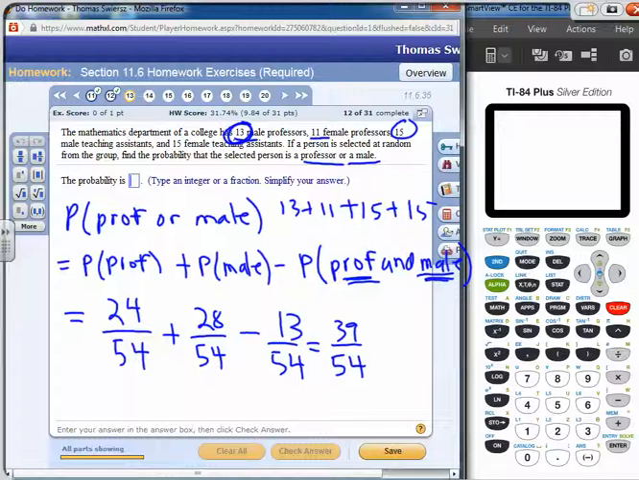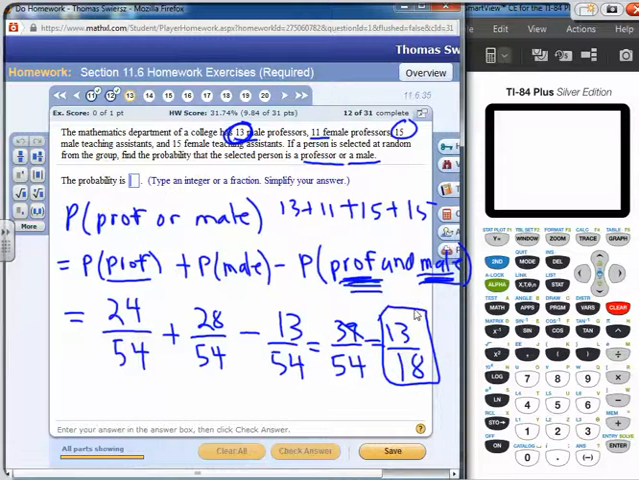And I believe that reduces. 3 goes into 39 13 times, and 3 goes into 54 18 times. So 13 out of 18, but remember, your calculator will reduce for you. Okay, again, we had to add the professors, which were 13 and 11, 24, and the males, which were 13 and 15, 28, but we had to subtract the overlap, the professors that are males, which is 13. So we got our answer, 39 over 54.